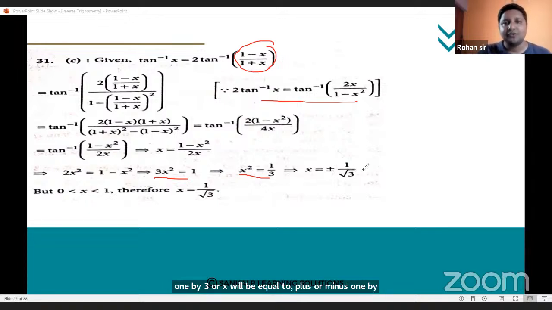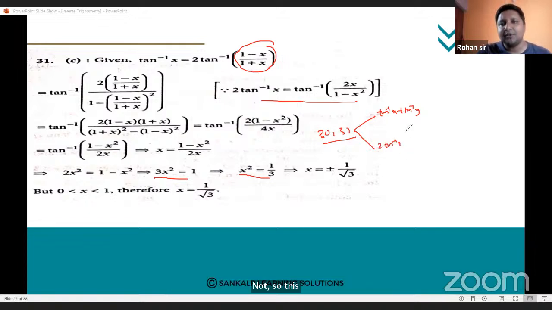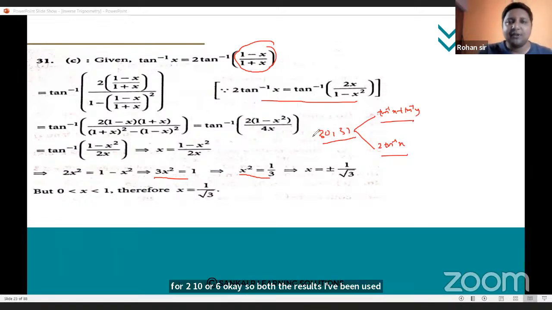Question number 30 as well as 31, both are similar. We discussed the result on tan inverse x plus tan inverse y, so this result is important, and then the formula for 2 tan inverse x. Both results have been used in examples 30 and 31. So be perfect with these two formulas. These are very important. Okay, next question.